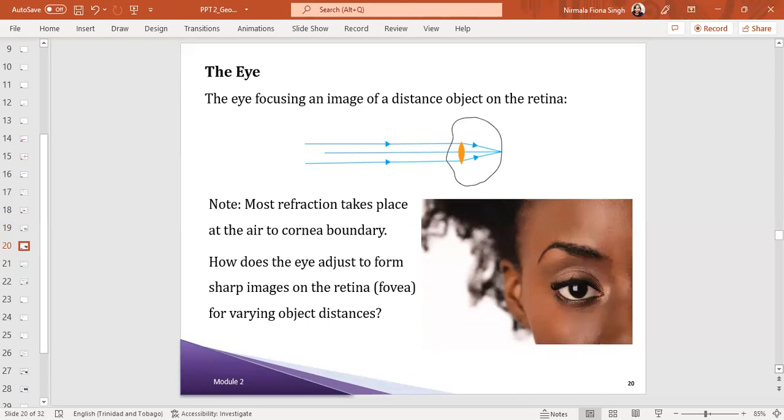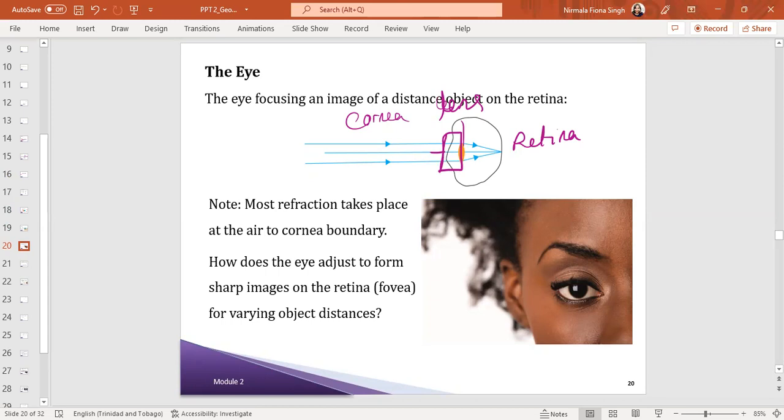Looking at the outside of the eye, we know when light comes into the eye, it hits your cornea, it passes through the lens, and it falls onto your retina. At the retina, those rays are converted into electrical signals, which are then fed to your brain to analyze what you're seeing. So let's read. Most refraction takes place at the air-cornea boundary, and this is the highest refractive part of our eye. It is your cornea.